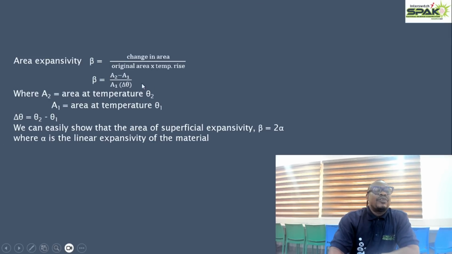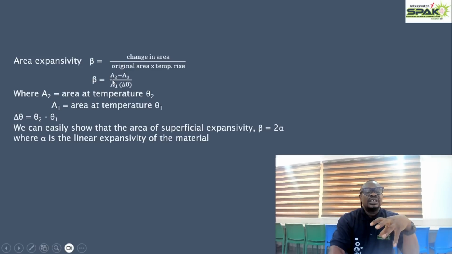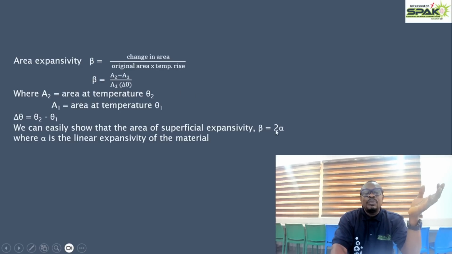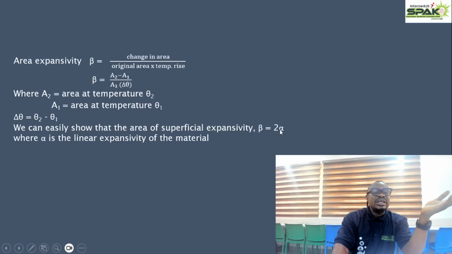So the formula for your area expansivity is just the same as that of your linear expansivity. The only difference is that for linear you have L, for area you have A, and for cubic you have V. That is just the difference. And that difference is their relationship. The relationship between beta, that is area expansivity, and linear expansivity. Look at one of the relationships here. You might be given your linear expansivity. So what is the relationship between linear expansivity and area expansivity? Your area expansivity is twice your linear expansivity. That is your beta.